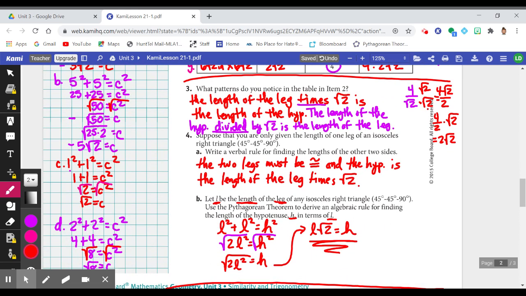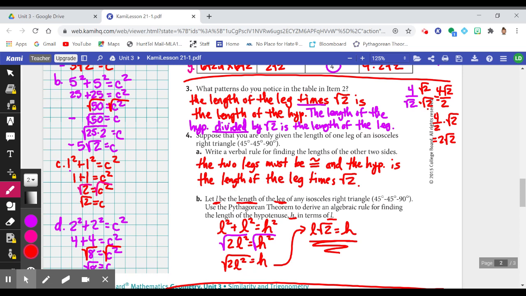So suppose you're only given the length of one leg of an isosceles right triangle. Write a verbal rule for finding the lengths of the other 2 sides. Well, in an isosceles right triangle, the 2 legs must be congruent. So there's one of the other sides. And the hypotenuse is the length of one of those legs times the square root of 2.